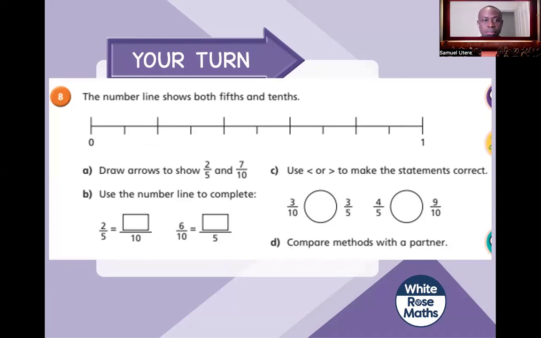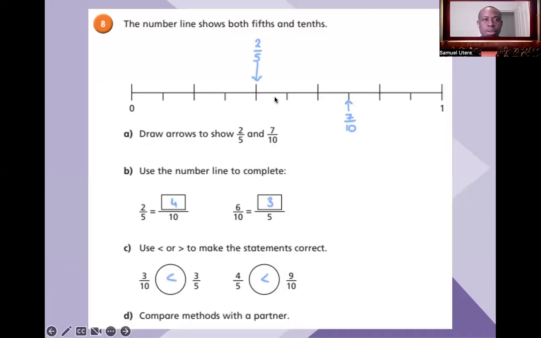Let's discuss them. Here you ask, the number line shows both fifths and tenths. So you ask, draw arrows to show 2/5 and 7/10. So by now you should know how we position fractions on the number line. So that should be 2/5, all right? And that should be 7/10.